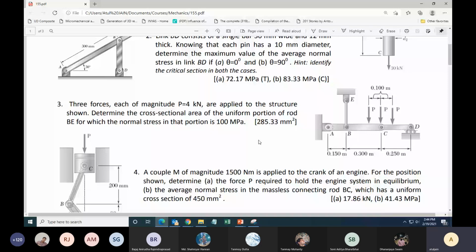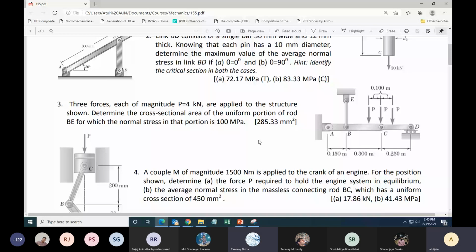One thing I can tell you that will be wrong: if you replace the 3 P's of 4 kilonewton into 1 P at the pin C equal to 3 P, so if I put 12 kilonewton directly at the pin C and try to solve, then I think it gives the wrong answer. All other approaches should give you the correct answer or the same answer.